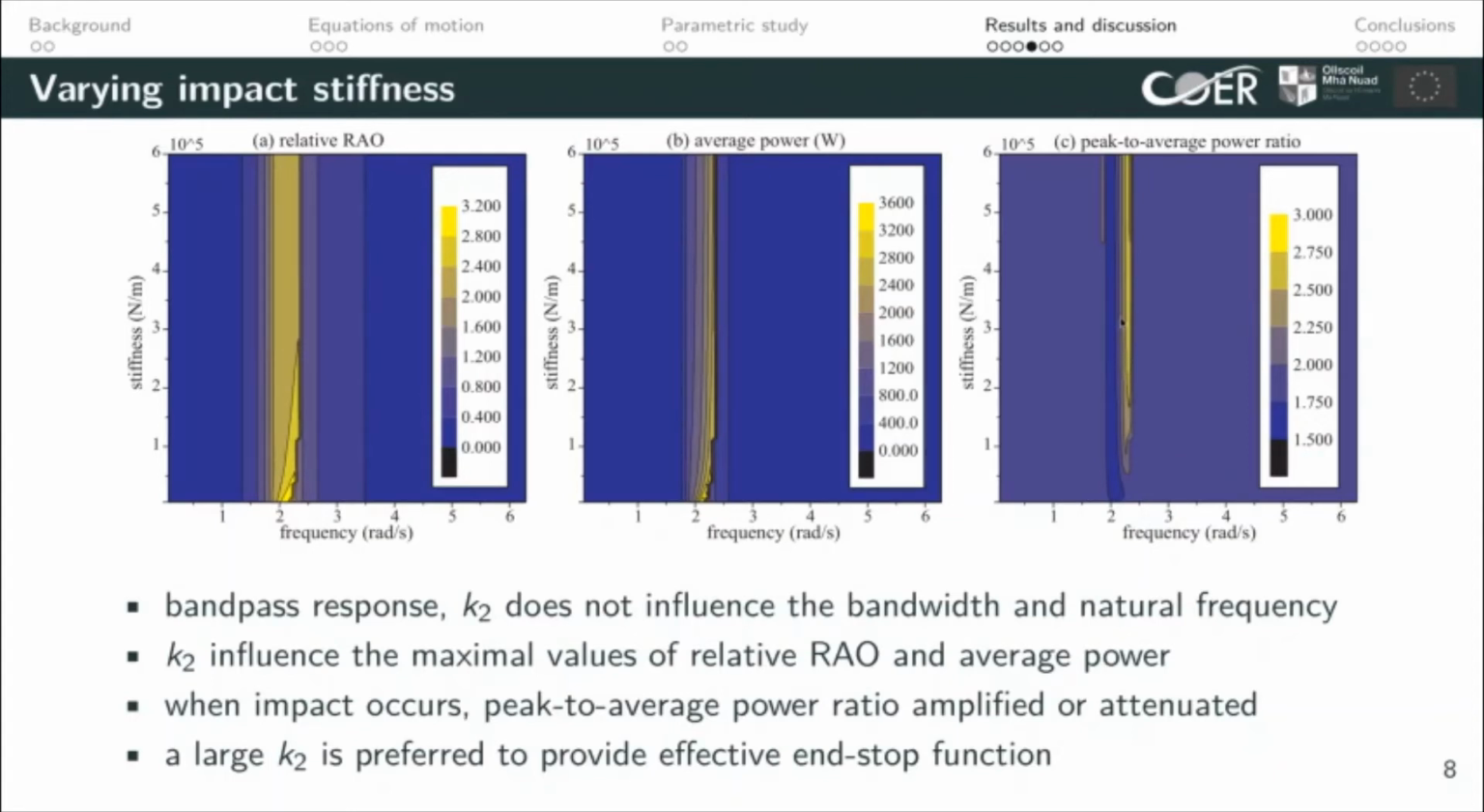Different from the other two, by increasing the stiffness, it only affects the maximum value of the relative RAO or the average power. It never influences the bandwidth or the natural frequencies. When impact occurs, the peak to average power ratio will be attenuated or amplified, but it does not depend on the stiffness. It only depends on the wave frequencies. As the impact occurs, the impact springs are active. So, a large K2 is preferred to provide effective end-stop function to constrain the physical motion of the system.